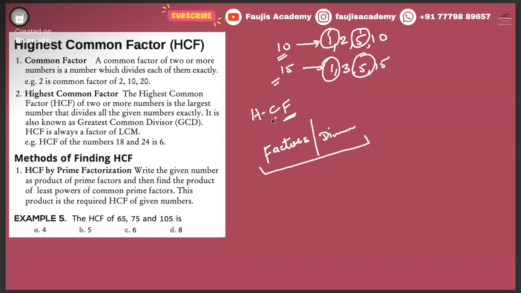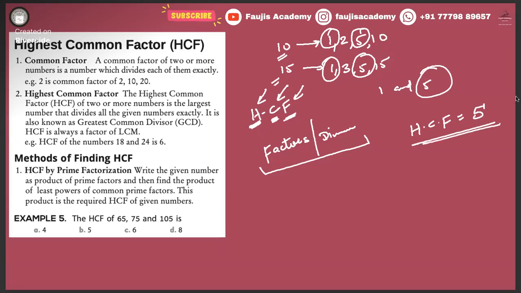Okay. So in the HCF we know what the factors are. Now we know what is common. And now which one of these two, 1 and 5, is highest? 5. Absolutely. So what is the highest common factor here? 5, sir. 5 is the highest common factor, right?